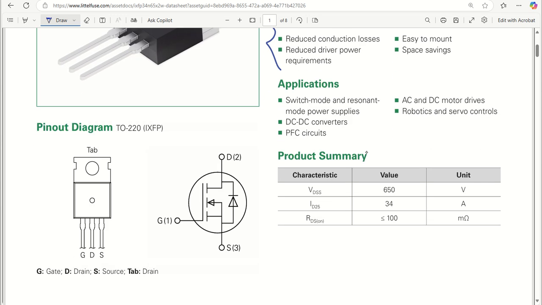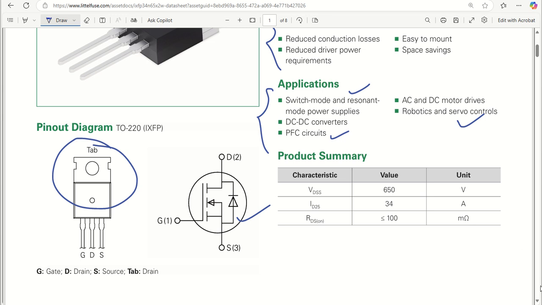Coming back to the application part, this is most important for any datasheet, because these days all the manufacturers of MOSFETs or any electronics component are giving the target applications. It can be used in SMPS or resonant mode power supplies, DC-DC converters, PFC circuits, AC-DC, motor drivers and robotics, servo controls. So many applications can be utilized. You can see we have pin diagrams, GDS, that is gate, drain and source, and this is the N channel MOSFET symbol. The arrow is inward, indicating this is an N channel MOSFET.